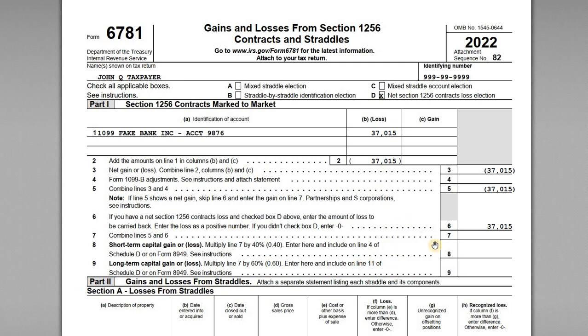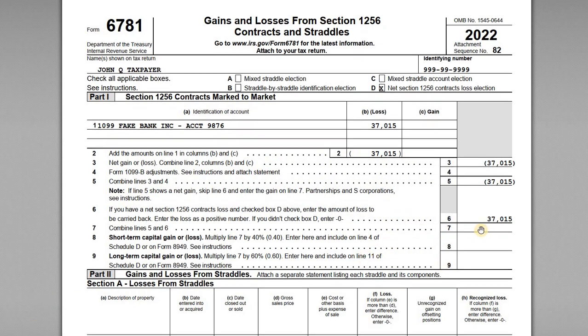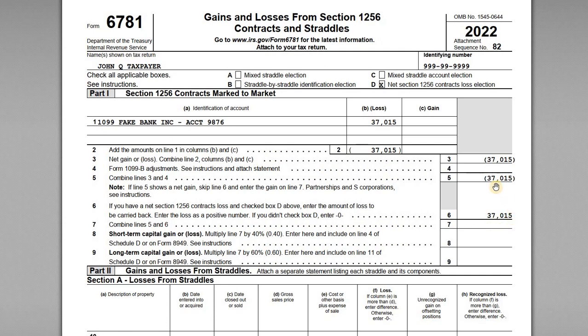Now, because John has enough gains to carry it all back, the amount reported on line 6 here is equal to the same amount. So we have a loss of $37,015. We're going to be carrying back the whole amount because we can absorb all of it. So we have a positive entry here, $37,015.